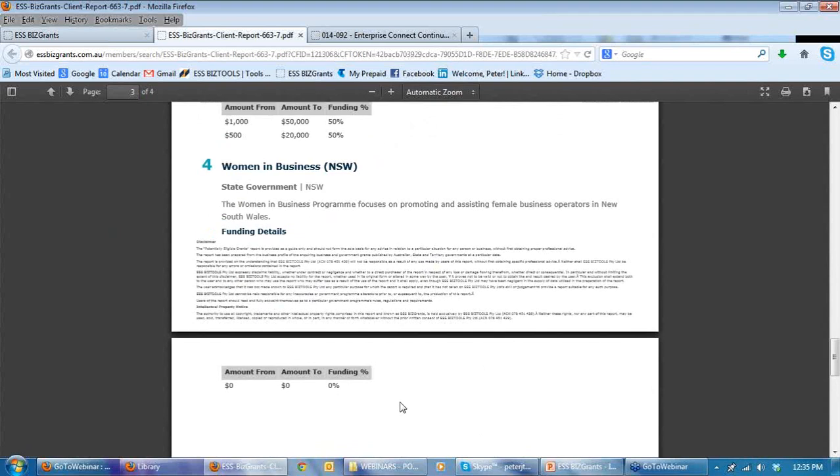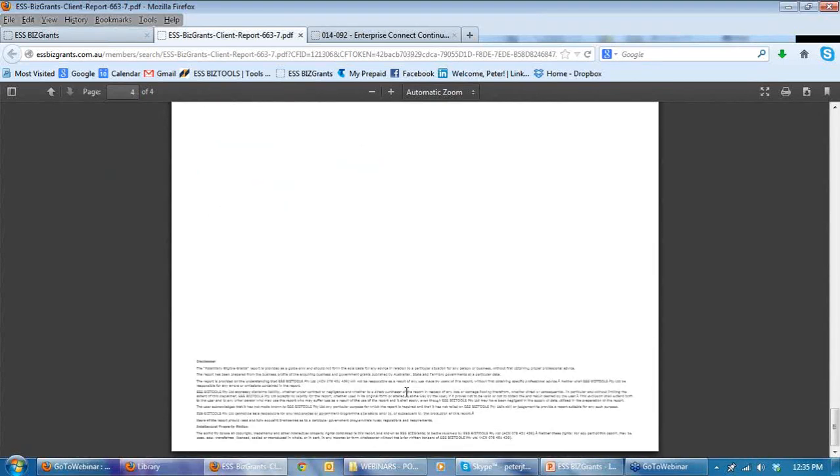The disclaimer at the bottom of each page includes the name ESS BizTools. In our version 2, it will also have the subscriber's name, and basically the disclaimer is saying that whilst our system is identifying that the SME client might be eligible for a grant, there is no guarantee that they'll actually receive the grant because they've got to go through the process of actually applying to a government department.